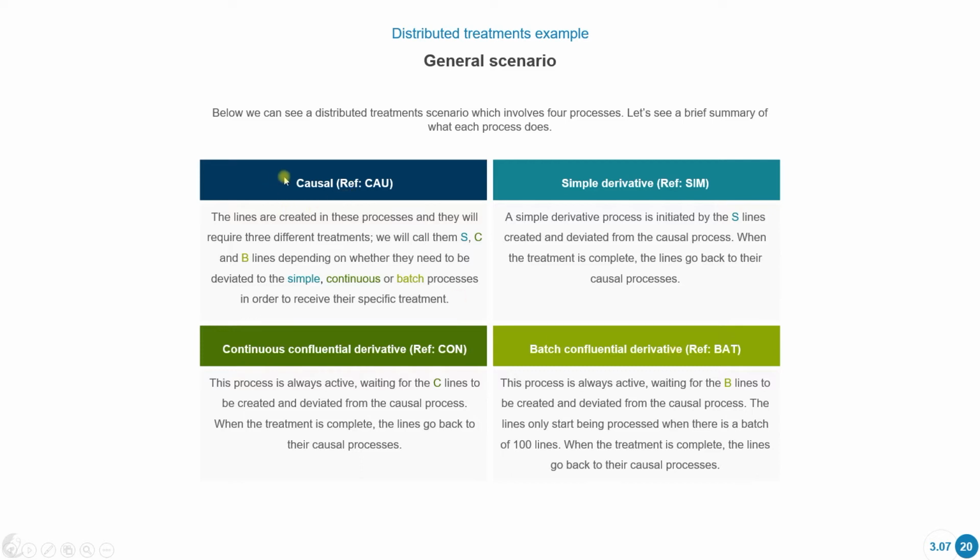Okay, so in this class of process that's called causal, we're going to generate lines, and these lines are going to be sent to the simple process, the continuous process, or the batch process in order to manage or receive those lines and give them a specific treatment. Once this treatment has been performed, those processes are going to send the lines back to the causal process. So basically we're going to go back and forth. Each one of these classes of process is totally different, and they're going to give the lines a different treatment.